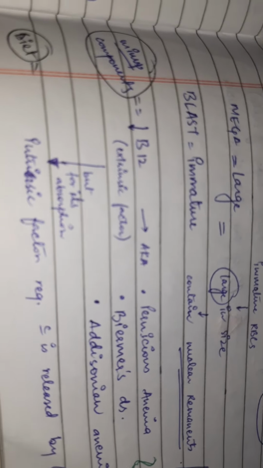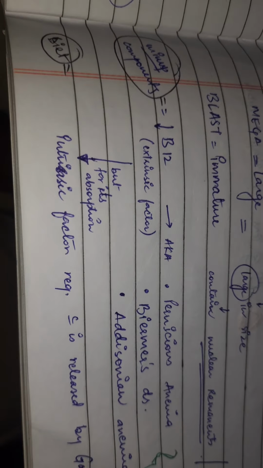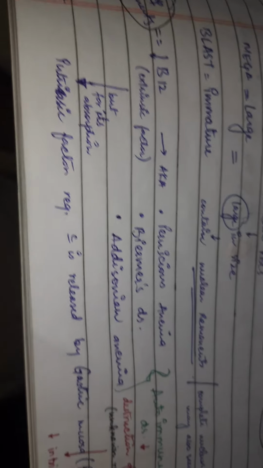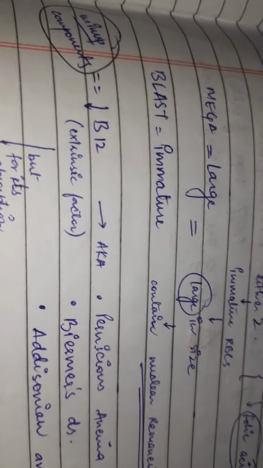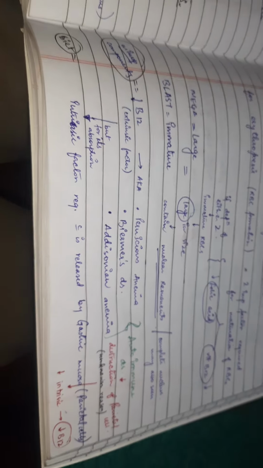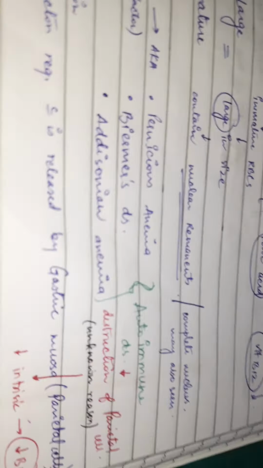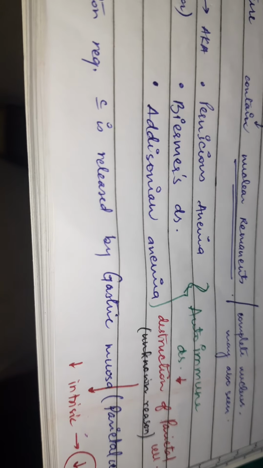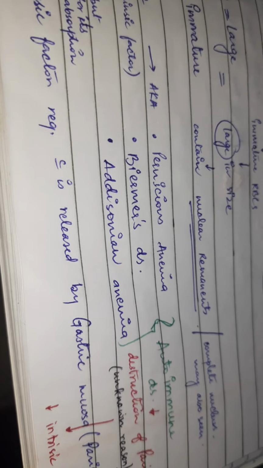Now, decrease in B12, which is the extrinsic factor, but for its absorption, intrinsic factor is required, which is released by the gastric mucosa parietal cells. So if destruction of parietal cells occurs, then B12 deficiency occurs, and in that case we cannot do anything because there is a decrease of parietal cells, so a decrease of intrinsic factor and then a decrease of extrinsic factor.